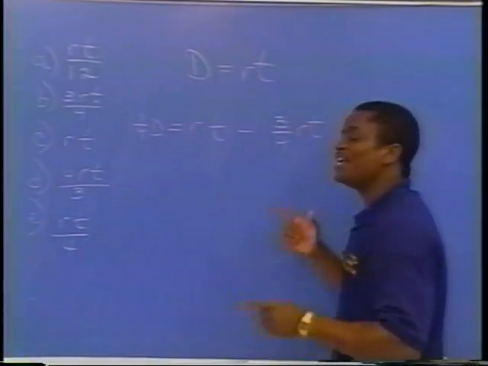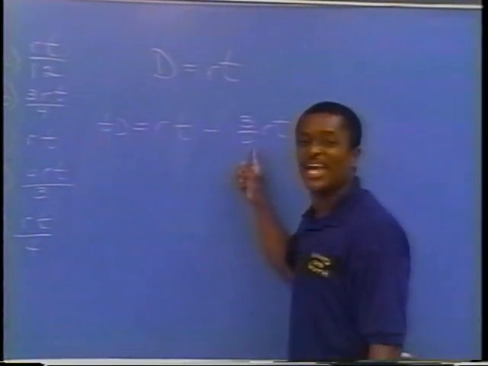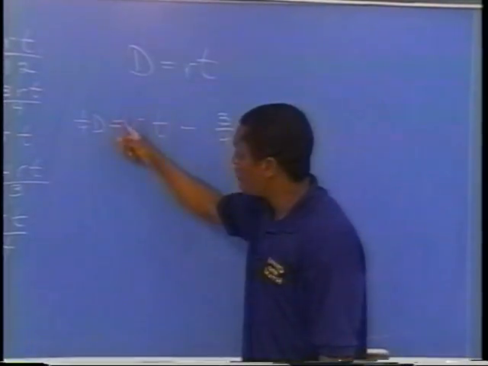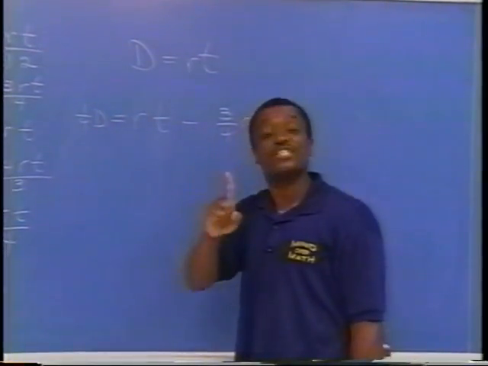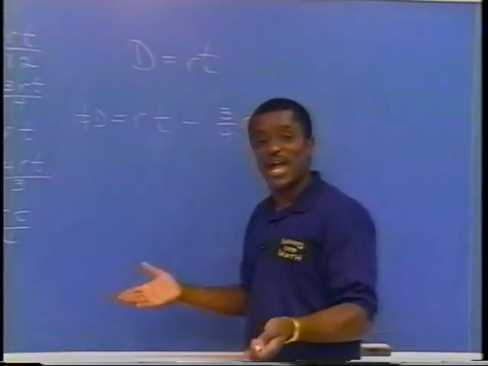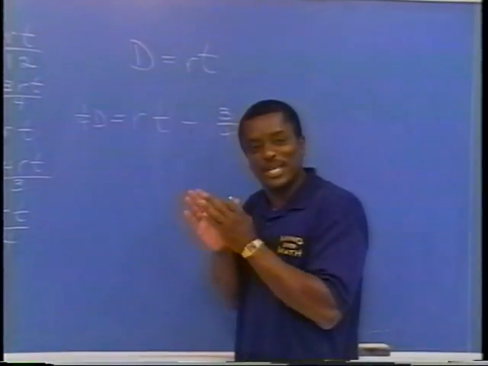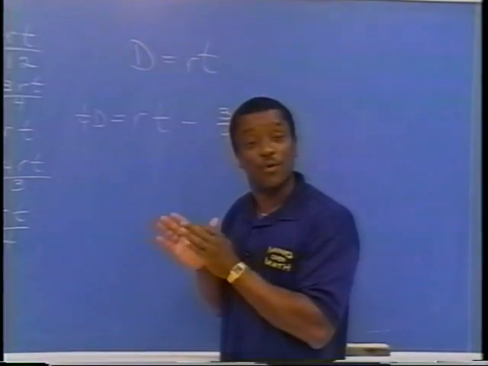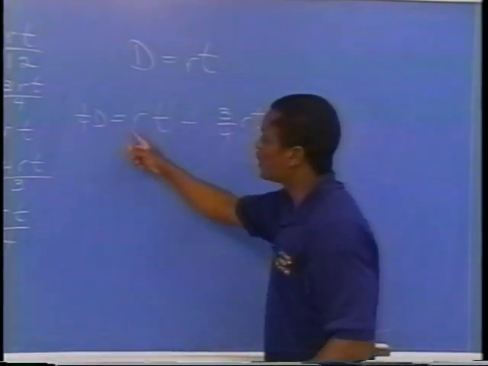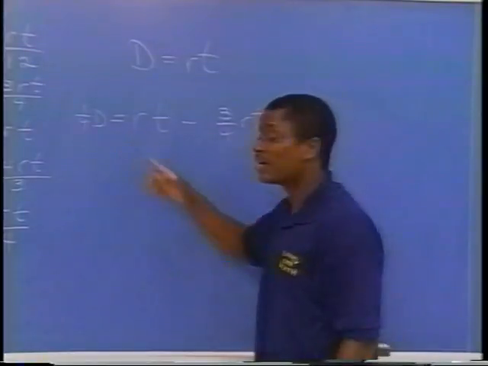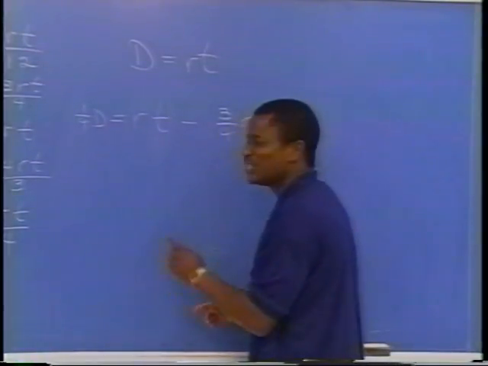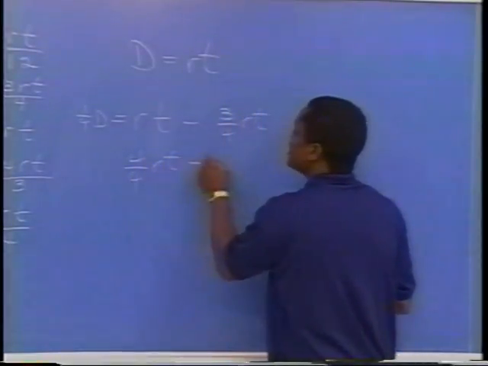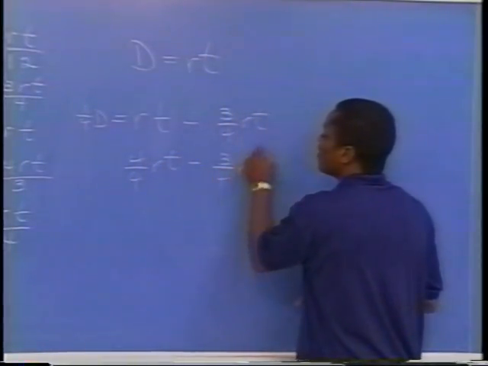For example, we know that the common denominator here has to be 4. We also know that the coefficient, that number in front of R, is 1. It's understood to be 1, but we don't write it because it's understood to be 1. But we can take that 1 and we can rewrite it as a number over itself. In this case, we're going to rewrite it as 4 over 4. You see that? Sure you do. 4 over 4 RT minus 3 over 4 RT.